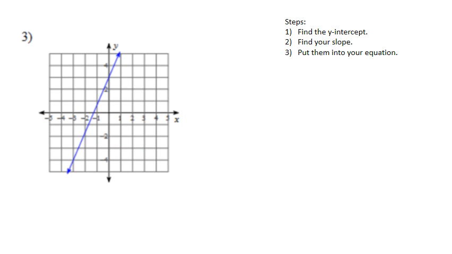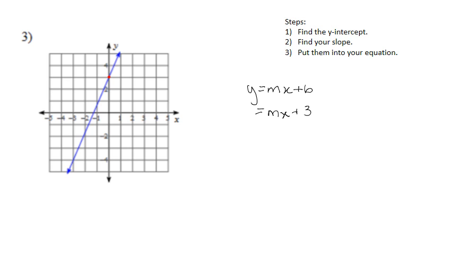Let's do one more example. Again, I need to start with y equals mx plus b, and I find my y-intercept first. So where does it cross the y-axis? Right here. So that means that y equals mx plus 3.